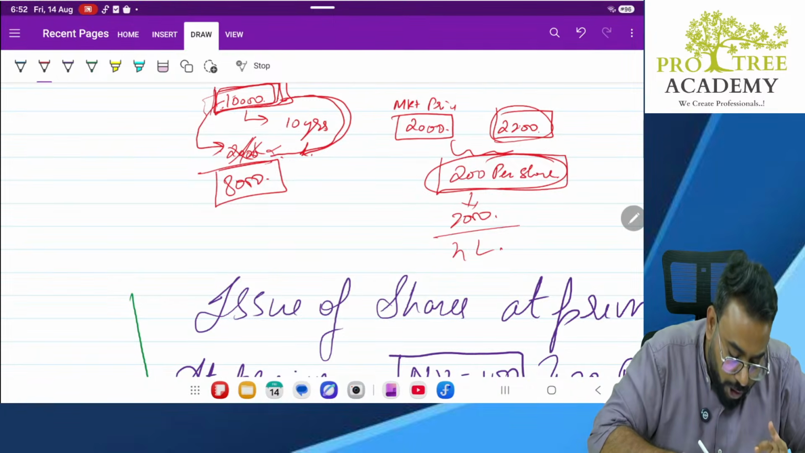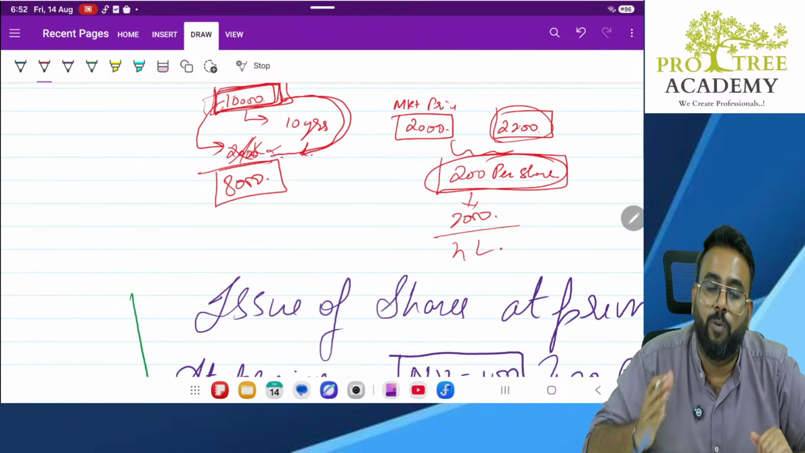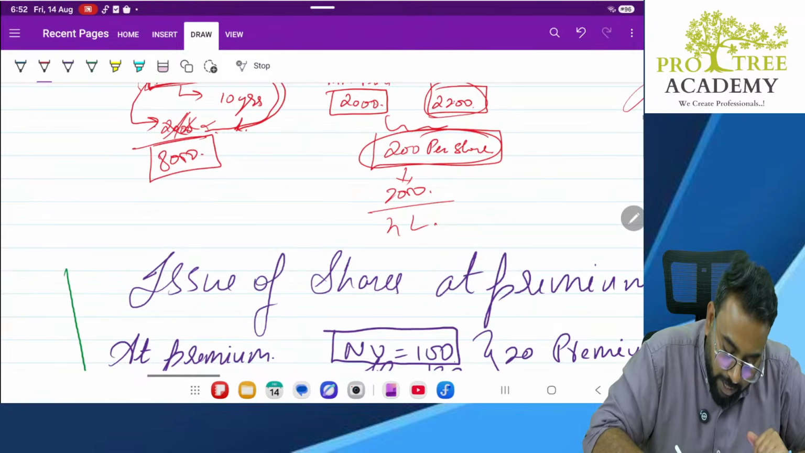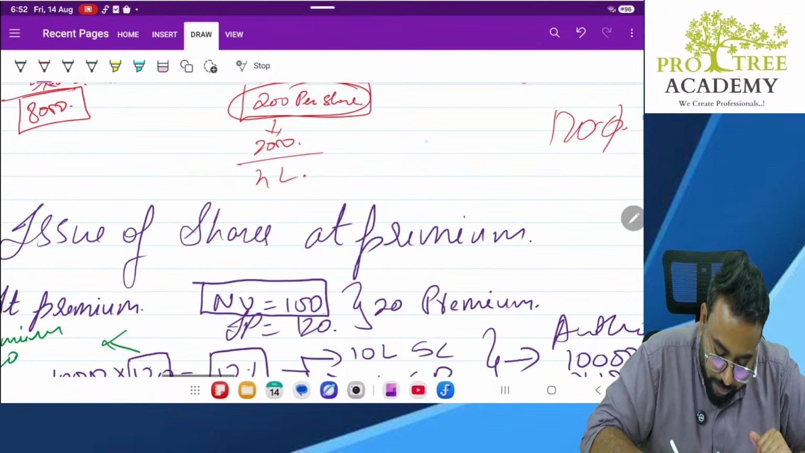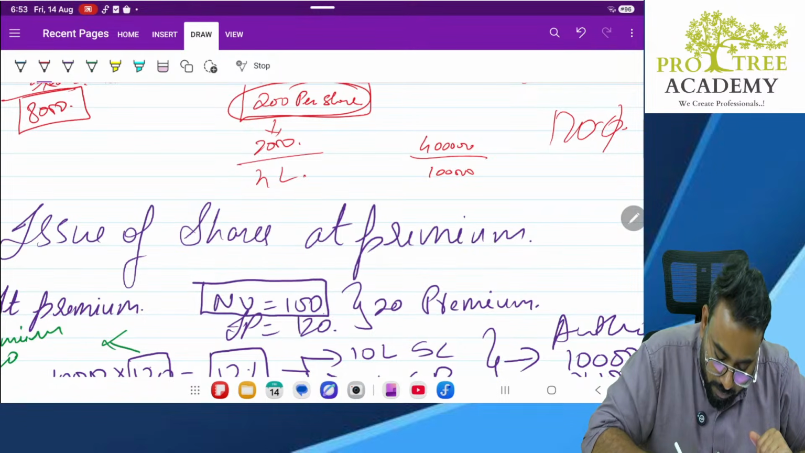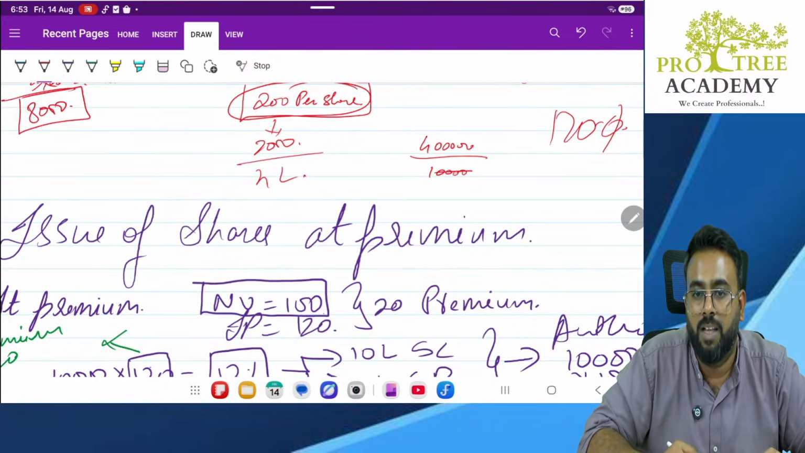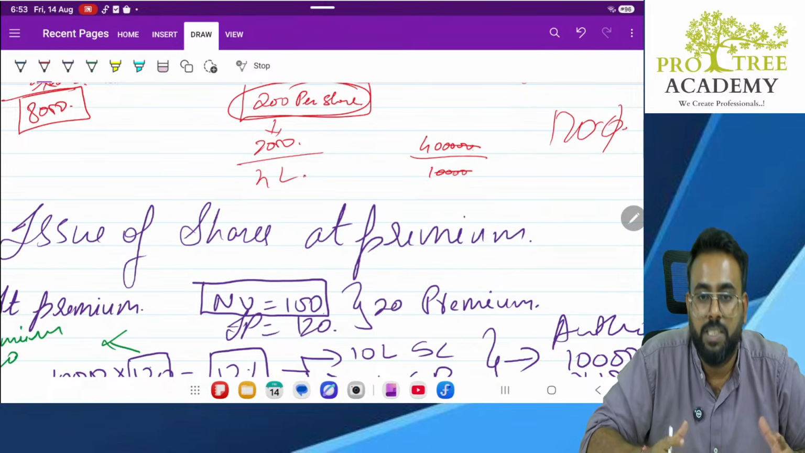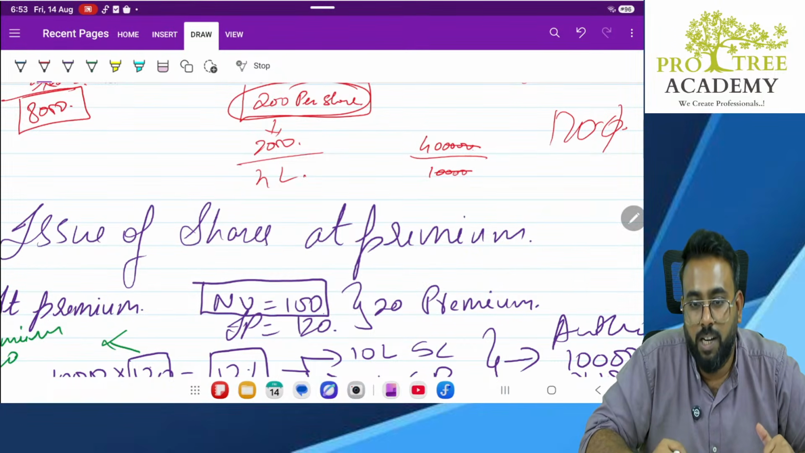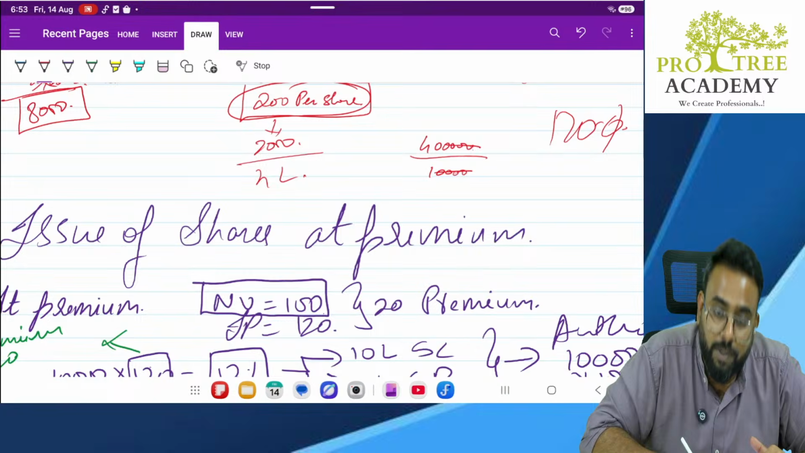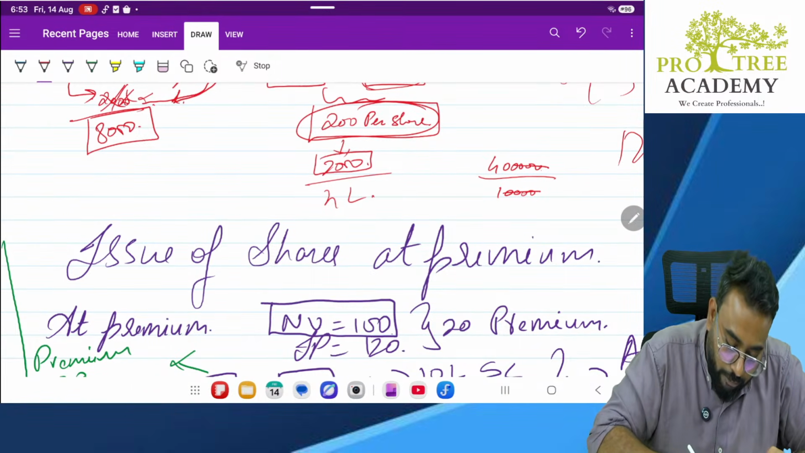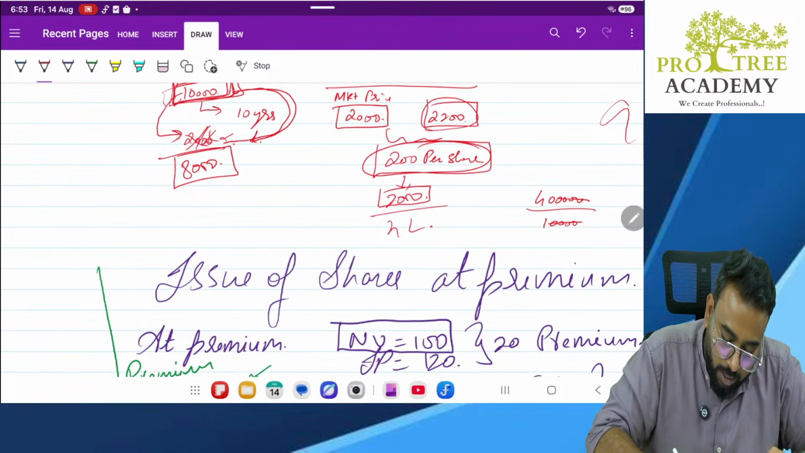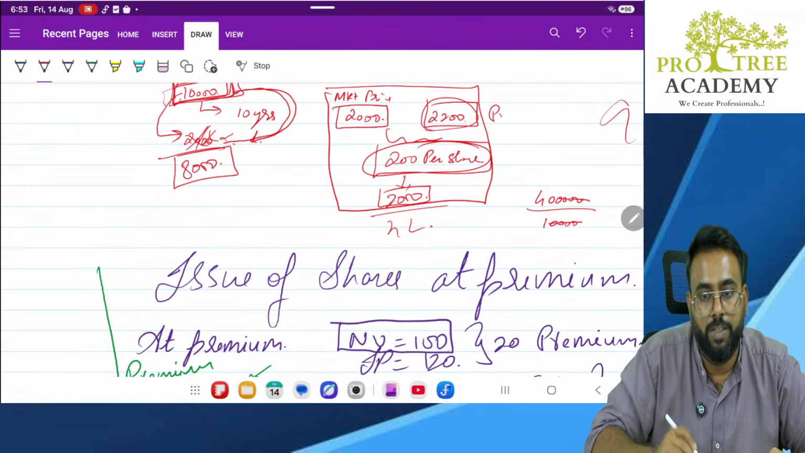So I don't want to distribute this 4 lakh to 10,000 people. Sir, why can't you distribute 4 lakh to 10,000 people? If I distribute this 4 lakh to 10,000 people, how much will it be? Only 40 rupees. Not fun. Shareholders will not love this. But if you offer 200 per share, shareholders will love it. This is also one way of distributing the profits of the company.